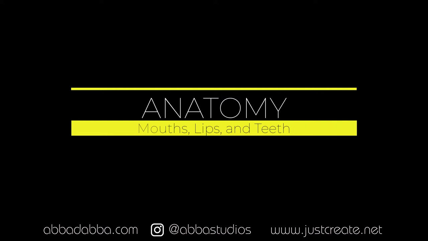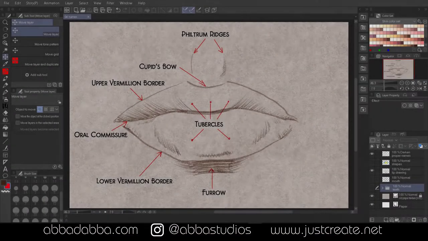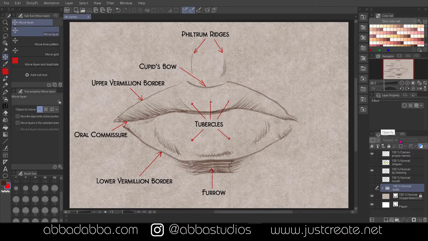Now let's look at the anatomy of mouths, lips, and teeth. I feel it's important to learn the names of everything in anatomy, because if you know the names, then you will remember to draw them. So for lips, we have the philtrum ridges, Cupid's bow, the upper vermilion border, tubercles, oral commissures, the lower vermilion border, and the furrow.